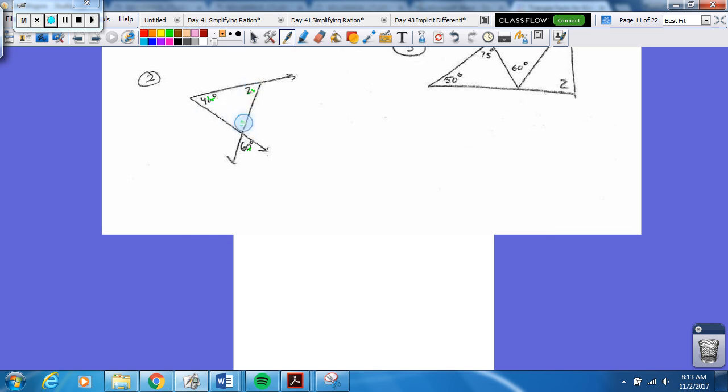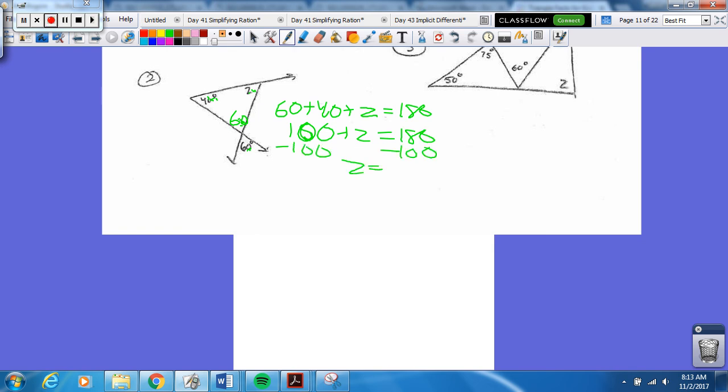Okay, so this angle, do you know what it is? Oh yeah, it's 60. Why? Because vertical angles are congruent, right across that X. Very good. So now let's write an equation. 60 plus 40 plus Z equals 180. All three internal angles equal 180. So that's 100 plus Z equals 180. Subtract 100, Z equals 80 for that. Got it.